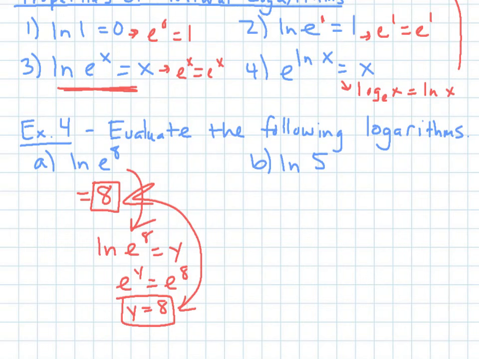Now sometimes you're just given a number, so like ln of 5, there's no properties that go with that because 5 doesn't have a base of e. So then that means we just need to plug it into our calculator. So find your ln button, plug in 5, close your parentheses, and then plug it in. So let's say that we round it to the 100th. So 1.61 would be my answer.